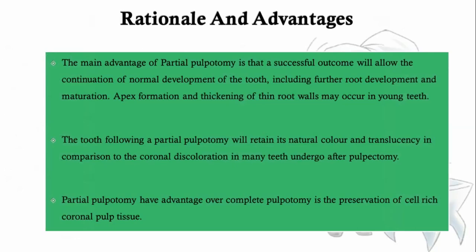So let's see the rationale and the advantages of Cvek pulpotomy. The main advantage of partial pulpotomy is that a successful outcome will allow the continuation of the normal development of the tooth, including further root development and maturation. Apex formation and thickening of thin root walls may occur in young teeth. The tooth following a partial pulpotomy will retain its natural color and translucency, in comparison to the coronal discoloration many teeth undergo after pulpectomy. And partial pulpotomy has an advantage over complete pulpotomy in the preservation of cell-rich coronal pulp tissues.